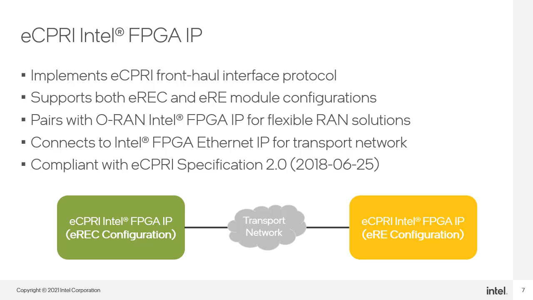The eCPRI Intel FPGA IP is compliant with version 2.0 of the eCPRI specification. It supports all three information flow types: user plane, synchronization plane, and C&M, or control and maintenance plane. To create a more complete RAN solution, the eCPRI IP can be paired with the ORAN Intel FPGA IP, though a custom RAN IP may also be used. For the transport layer, the eCPRI IP has interfaces to connect to both soft and hardened versions of Intel's Ethernet IP in select devices.